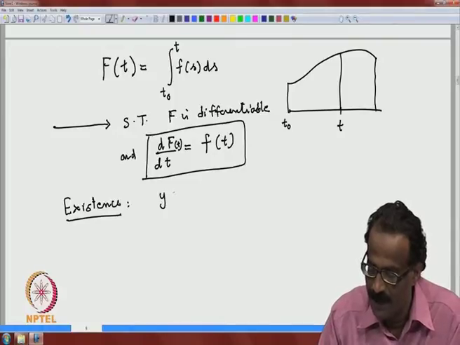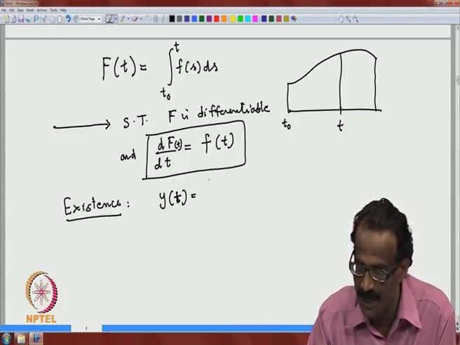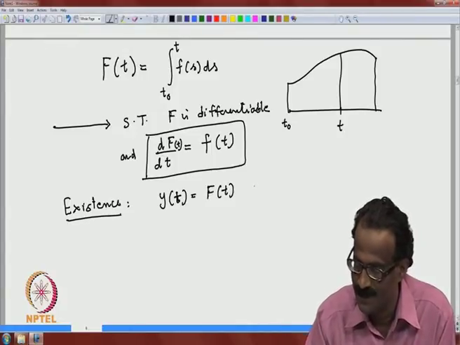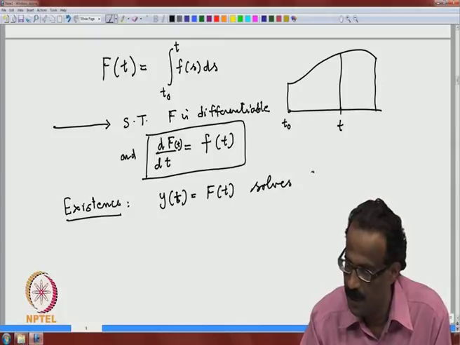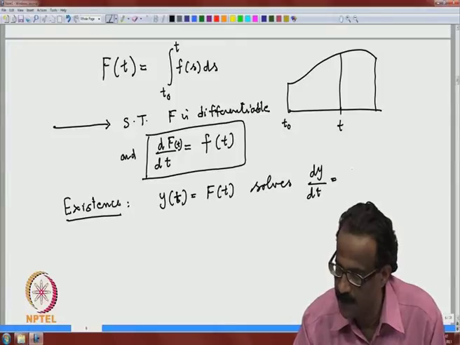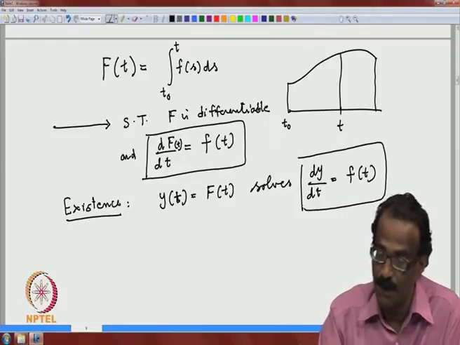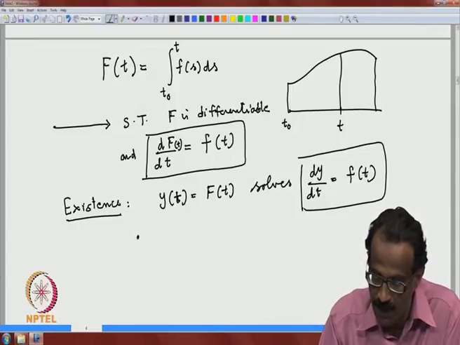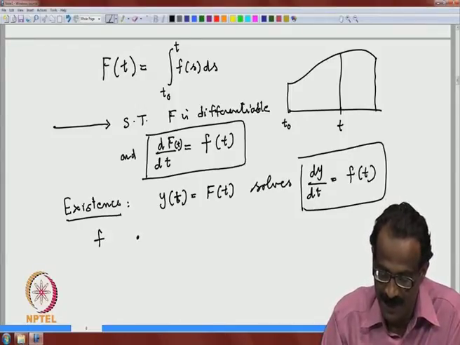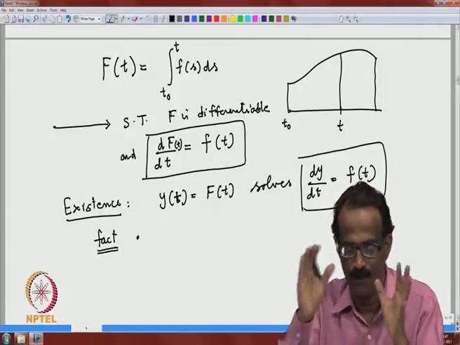Y of t equal to F of t, not for the initial value problem, but for the differential equation, y of t equal to F of t solves dy by dt equal to f of t. You see, you have a solution. So, this is essentially the first part of the fundamental theorem of calculus. After that, there is one important fact, the second part, which you also need in the fundamental theorem of calculus, or you put it in the form which you know.